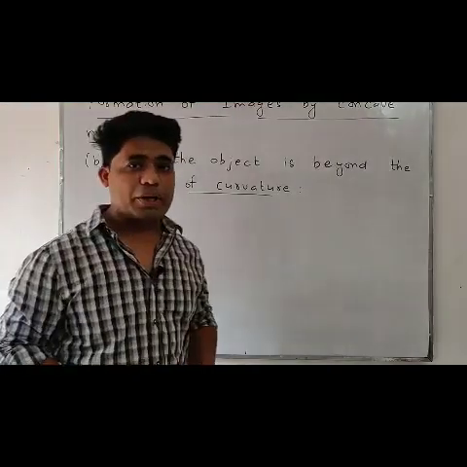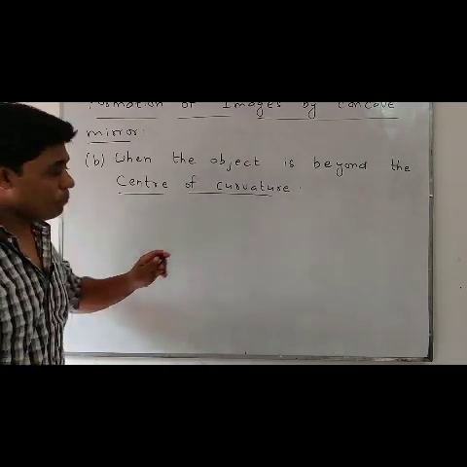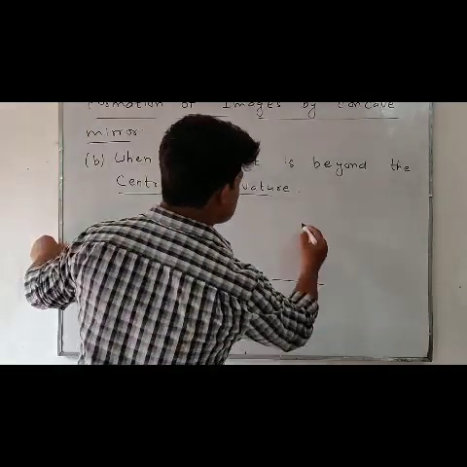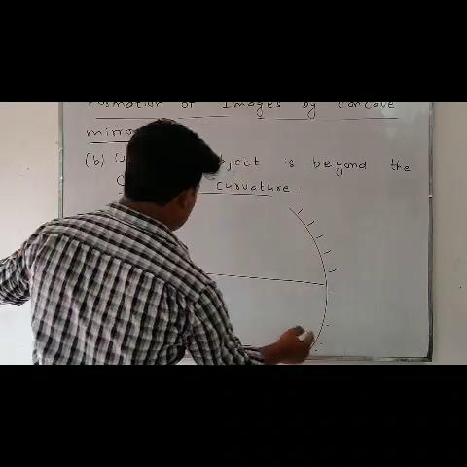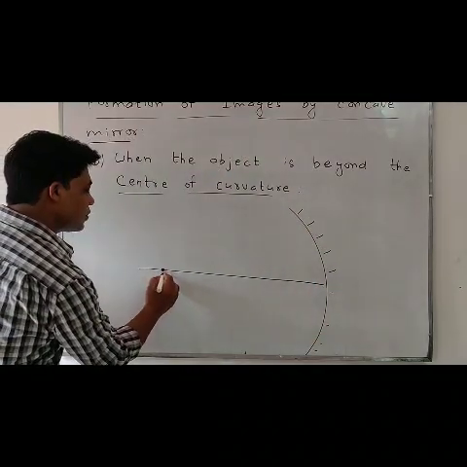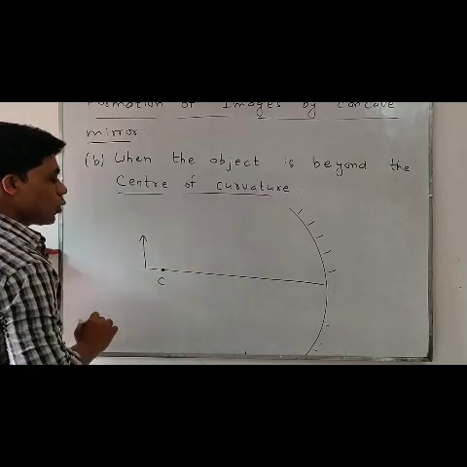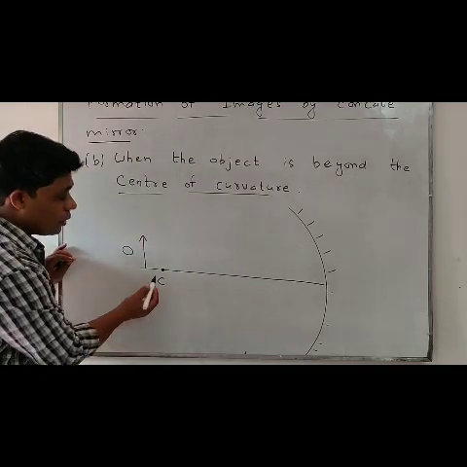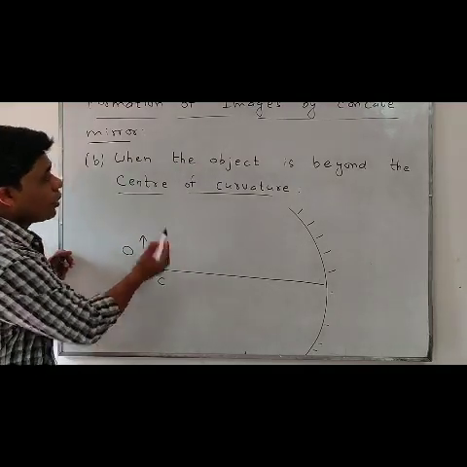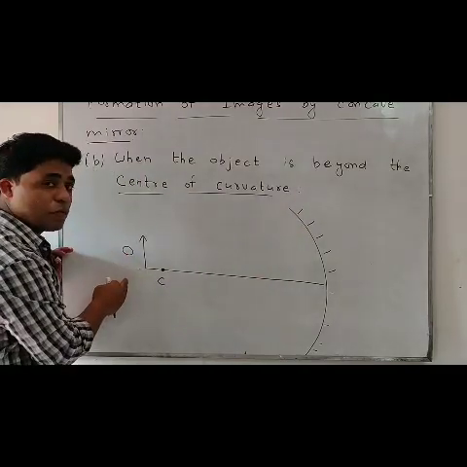Now look at the second condition, when the object is beyond the center of curvature. Look at friends, in that condition I made a concave mirror. Suppose this is the center of curvature and O is the object. C is the center of curvature. This object is beyond the center of curvature.